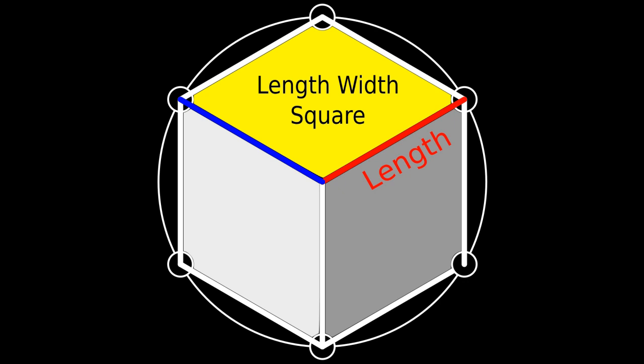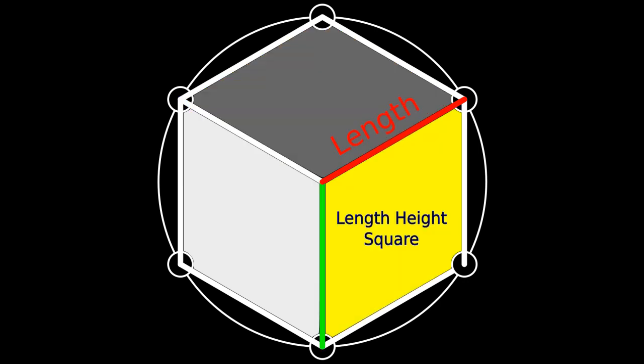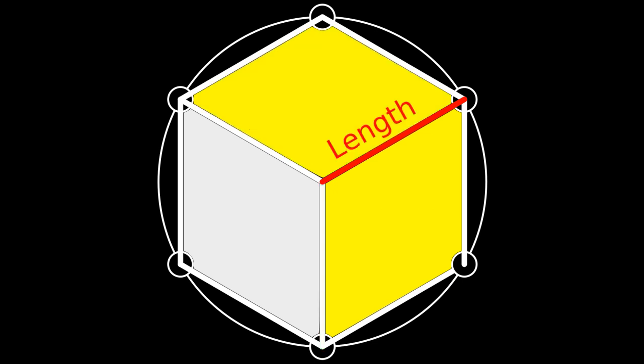In the 3D world, we have the same length-width square connected to the same edge, but now the edge can be connected to another square called the length-height square. So our edge is now connected to two different squares at the same time.